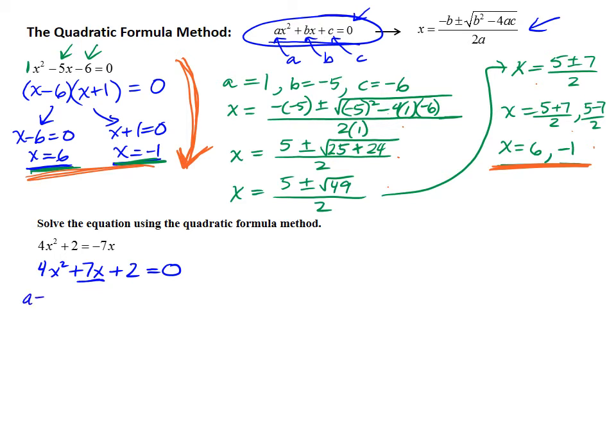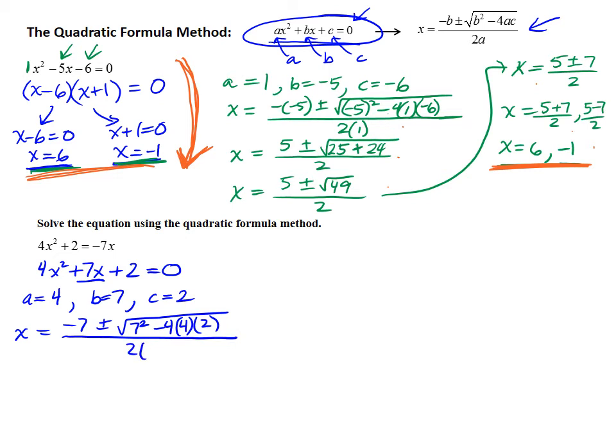So a is the coefficient of the x squared term, b is the coefficient of the x term, and c is the constant term. So a is 4, b is 7, and c is 2. Plugging those into the formula, x is equal to negative b, so negative 7, plus or minus the square root of b squared, so 7 squared, minus 4 times a, which is 4, and c, which is 2. Now that's all over 2 times 4, which is a.